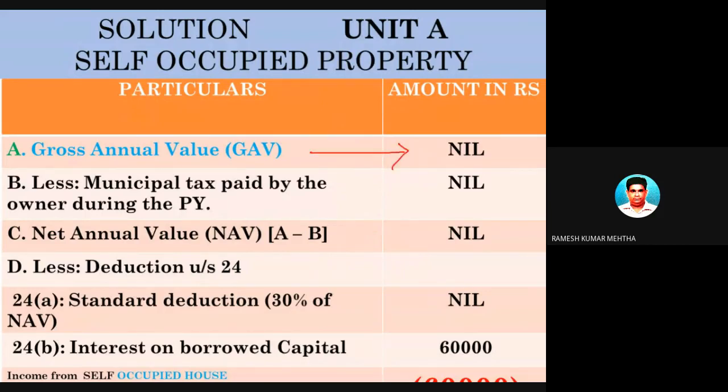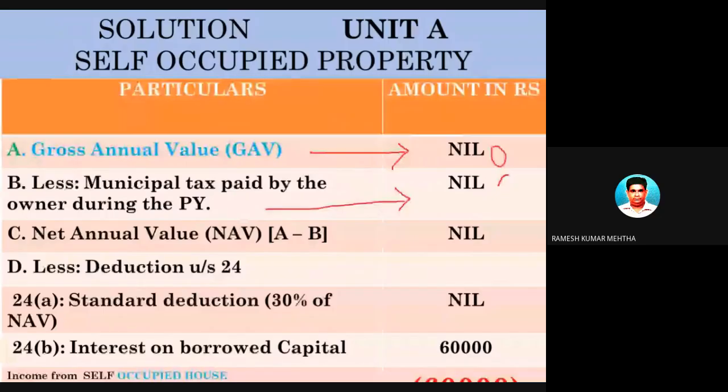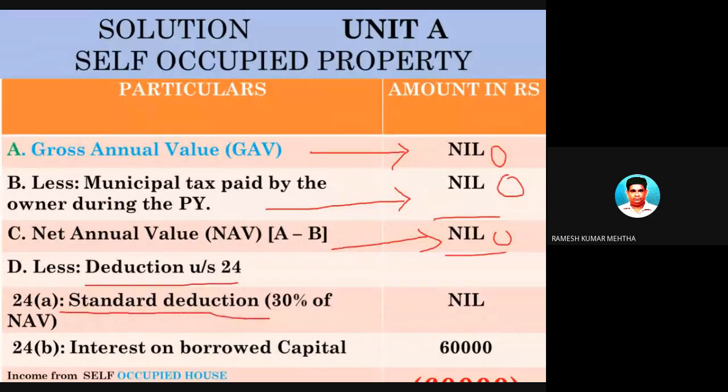Municipal taxes paid by him, as I told, are to be ignored, and this is zero. So 0 minus 0 will be 0, that is the net annual value is 0. Now, standard deduction under section 24(a) is 30% on NAV, which is 0.